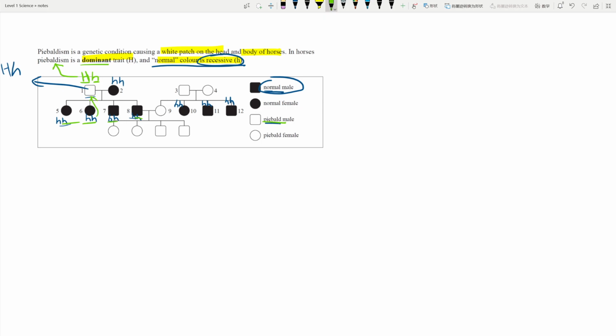If you look at number 3, number 4, it's the same thing. This has to have a capital H. This has to have a capital H.